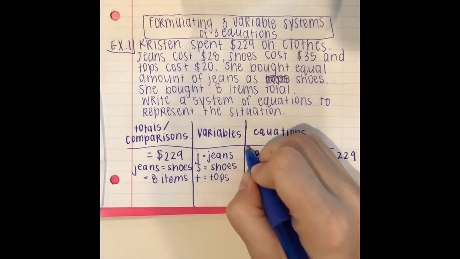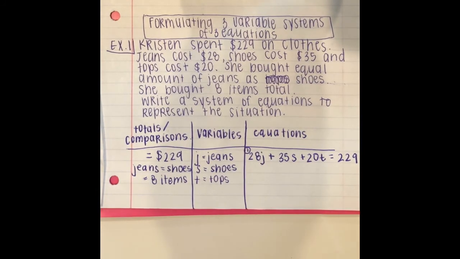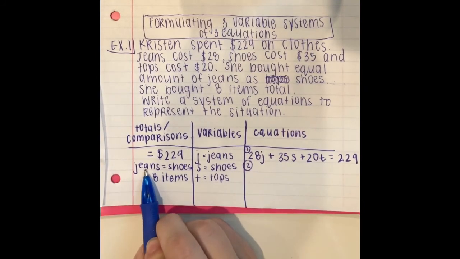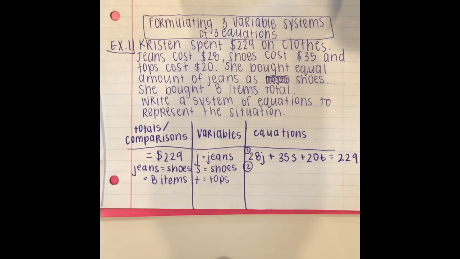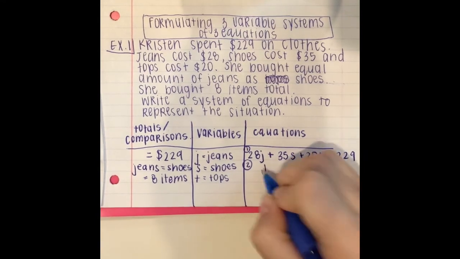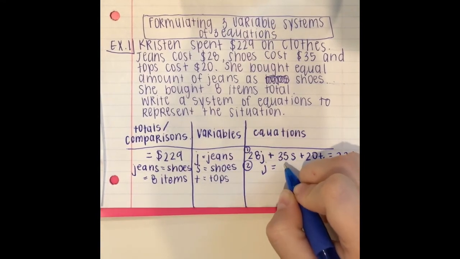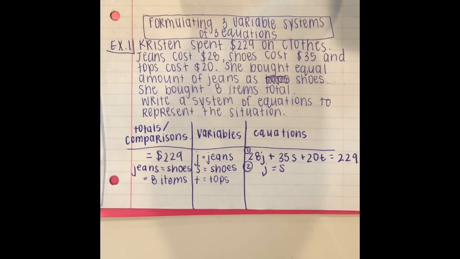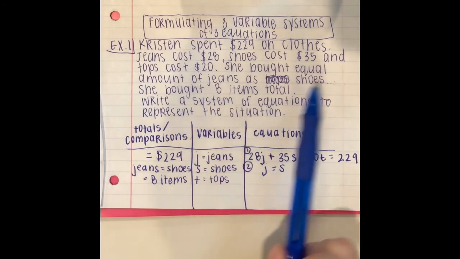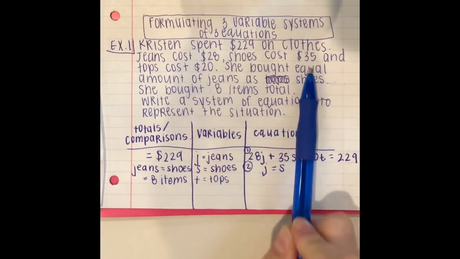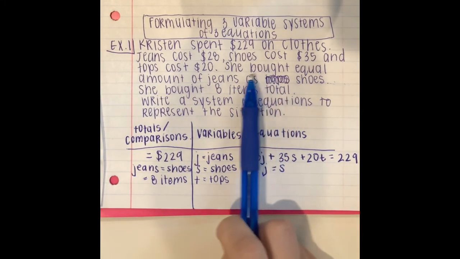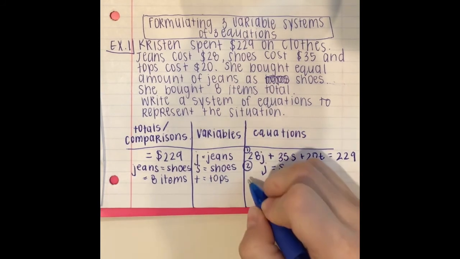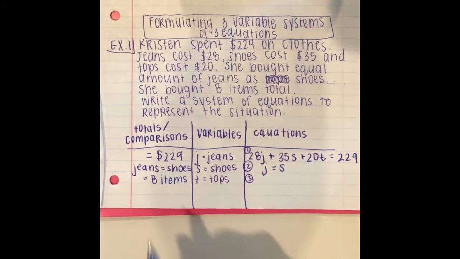Okay, so that's our first equation. If you want to number it, number 1, you can. Number 2. The amount of jeans that she purchased equals the amount of shoes that she purchased. So all we're going to say is that the amount of jeans she purchased, J, equals S, our amount of shoes that she purchased. That's a perfectly fine equation. It represents the situation that's going on. Jeans equals shoes. The amount of jeans purchased equals the amount of shoes purchased. J equals S.